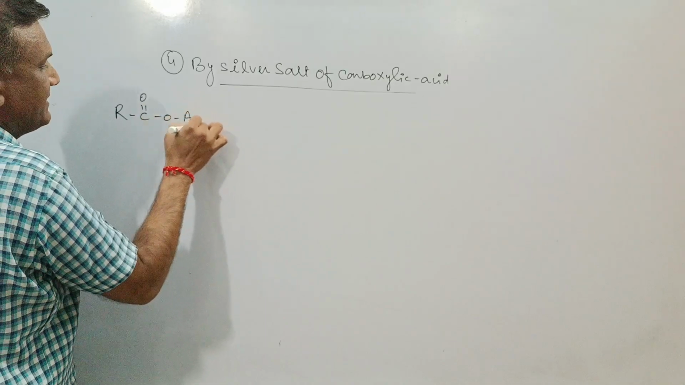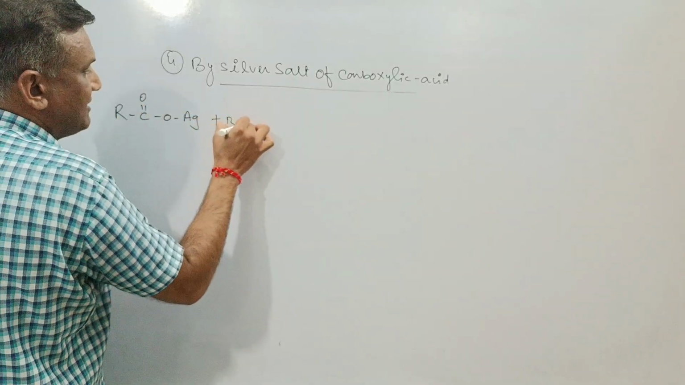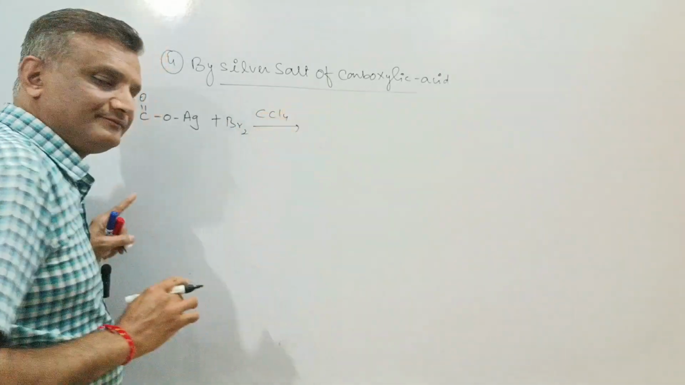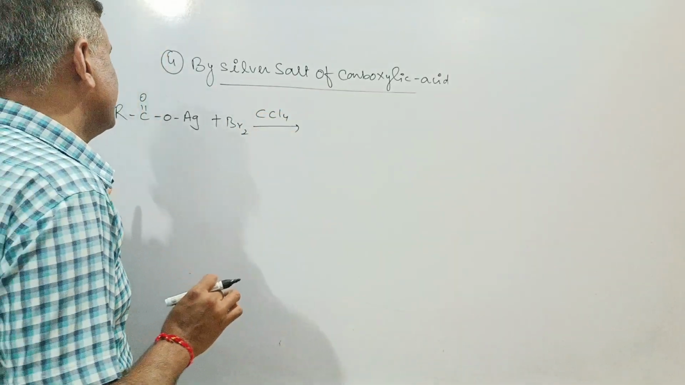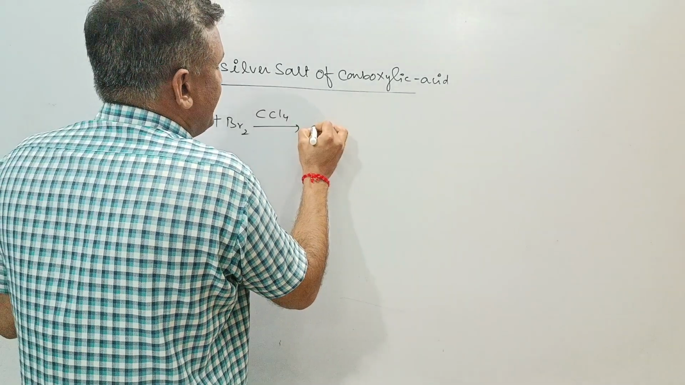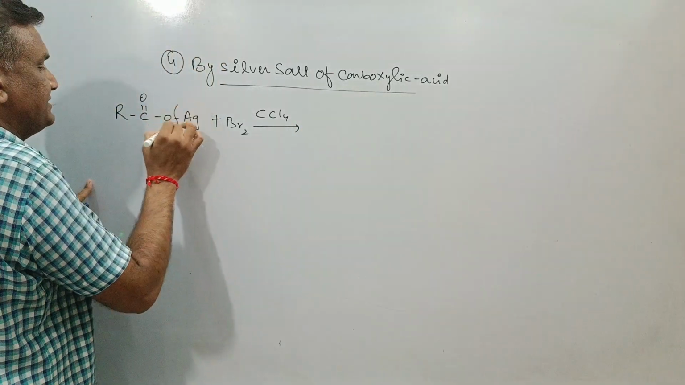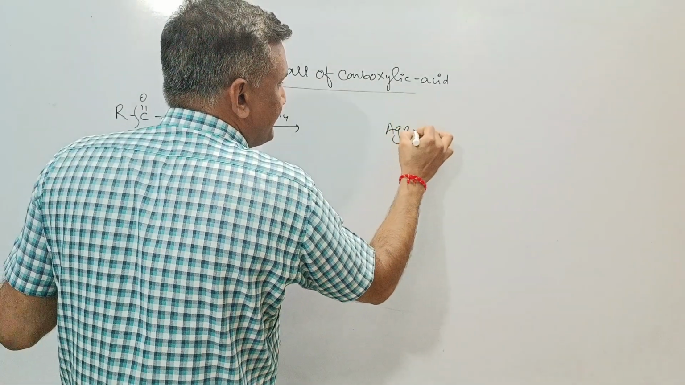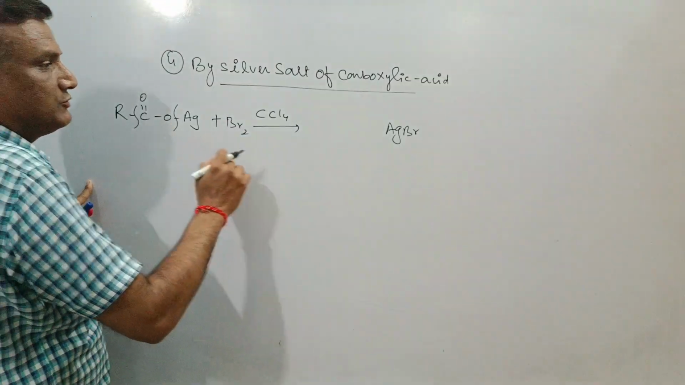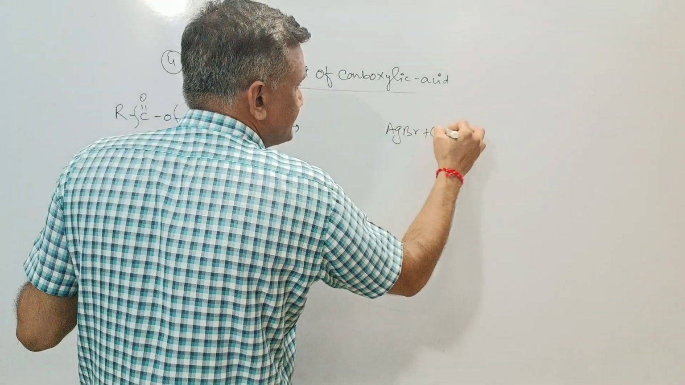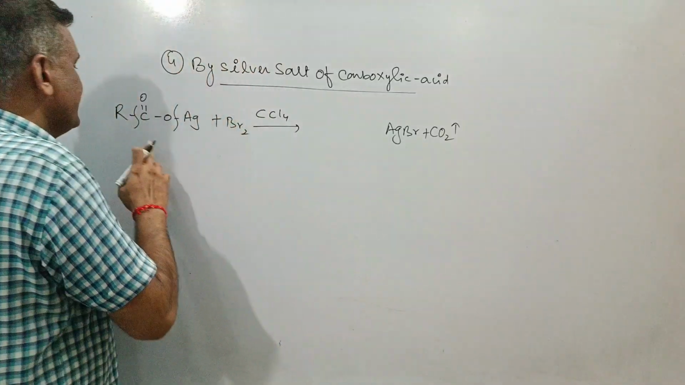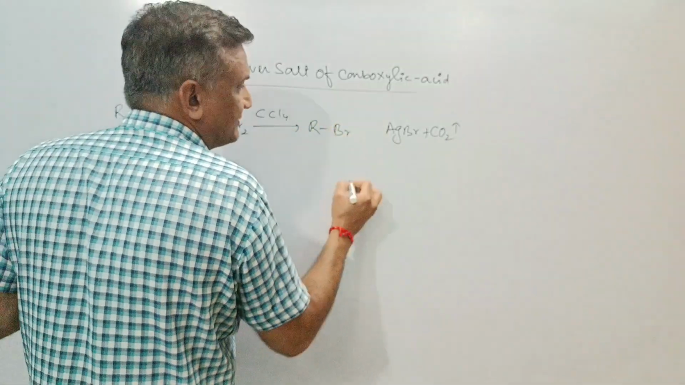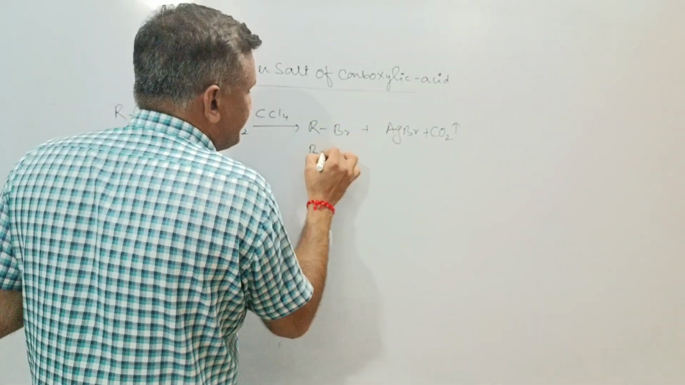RCOOAg. If you treat it with Br2 in the presence of CCl4, there will be cleavage of these two bonds. First of all, AgBr will form. Here there will be removal of CO2 in the form of gas, and the rest will form RBr. This is the RBr.